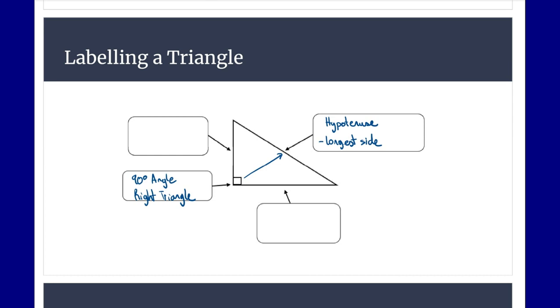The other things we have to label, the two other sides, actually have the same name, and they're called legs. So one leg, another leg, and they're the two sides that form the 90-degree angle. So the two sides that form the 90-degree angle are called the legs.